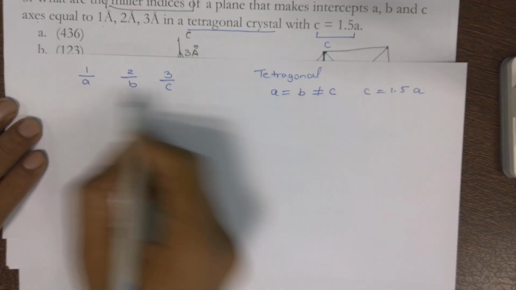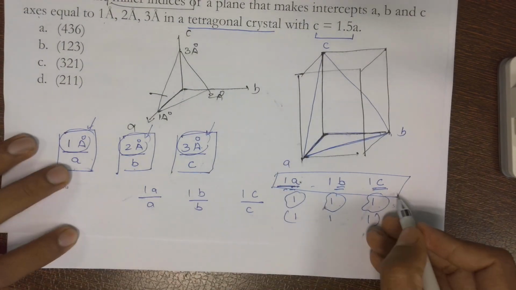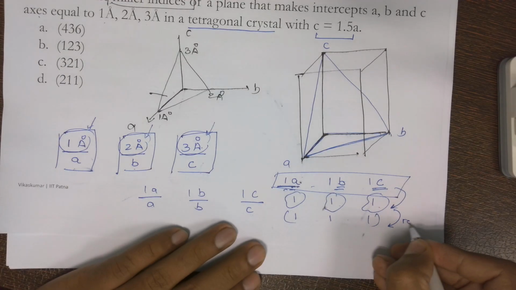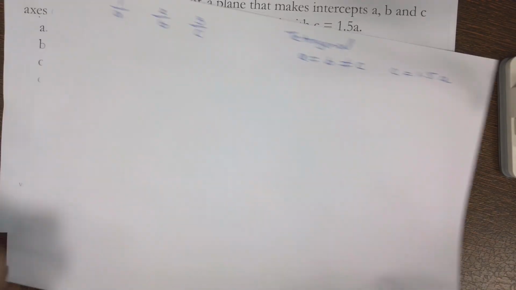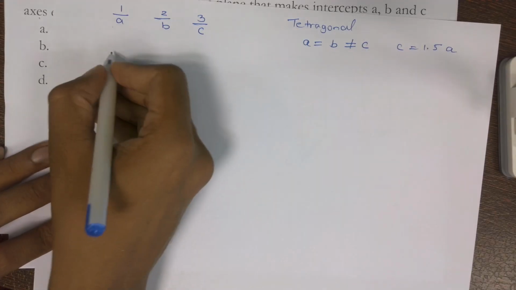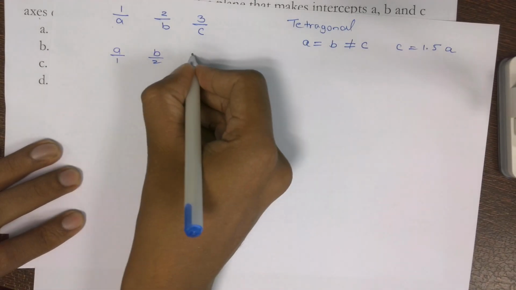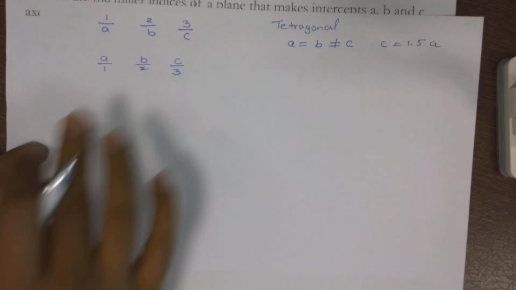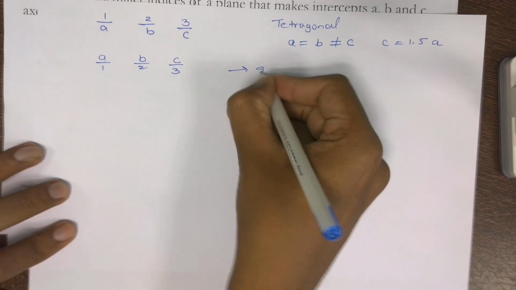Now let's put all the values and try to see what we did. From here we went to this. What is the next step? We have to take the reciprocal. Now we have to reciprocal it: A divided by 1, B divided by 2 and C divided by 3. Now our next step will be to make them the smallest possible integers.